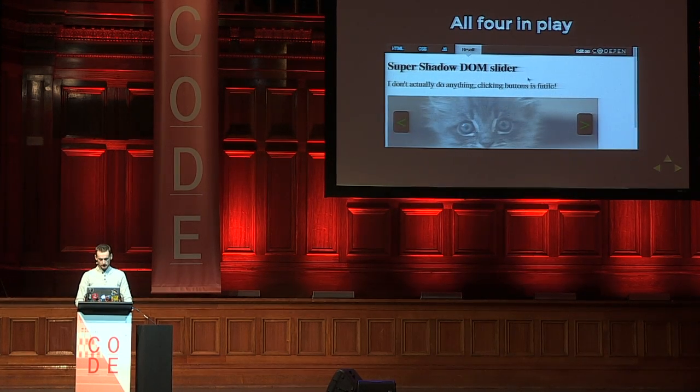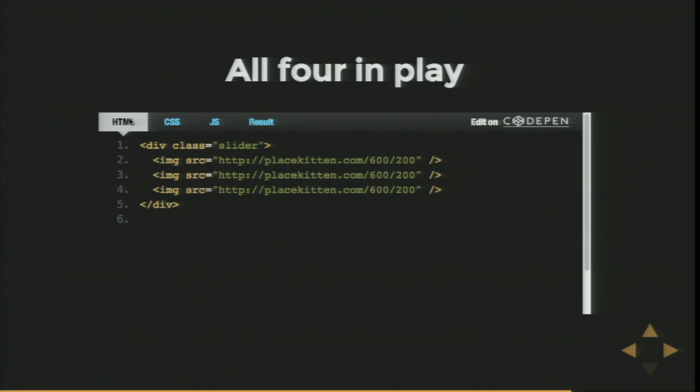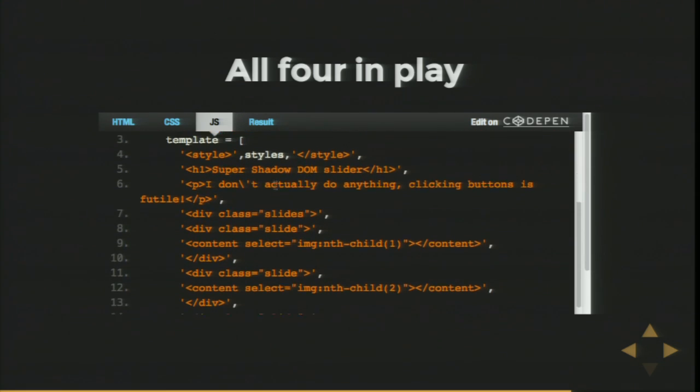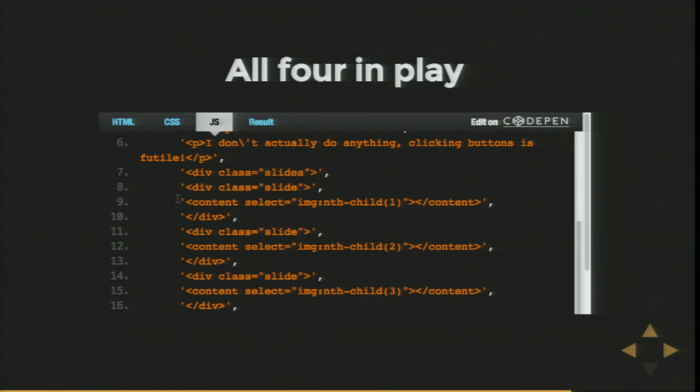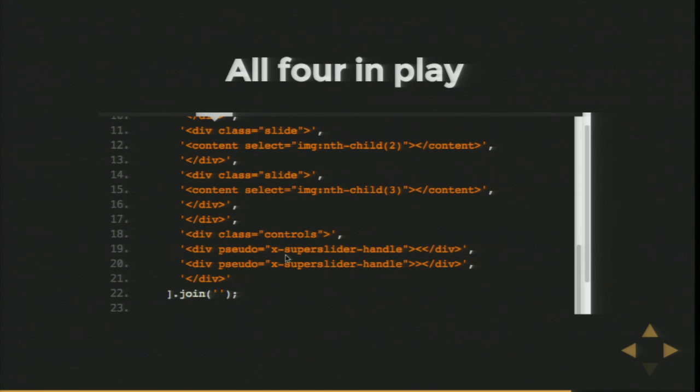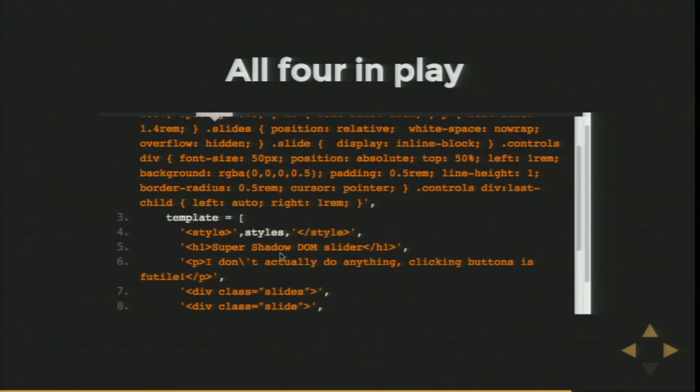So this is all four together. The markup is really simple here. I've just got a slider, and I've just got a bunch of images in there. And in my JavaScript, I've got a whole bunch of styles. And I've got a template, and I've got this complex structure here. And you can see I'm actually using a bit more advanced CSS selectors to distribute each image into its right spot. So I'm saying the first image, put it here, second image, put it here, third image, put it there. And then I've got a bunch of controls here with some pseudo elements, so you can target those and style them as you see fit.